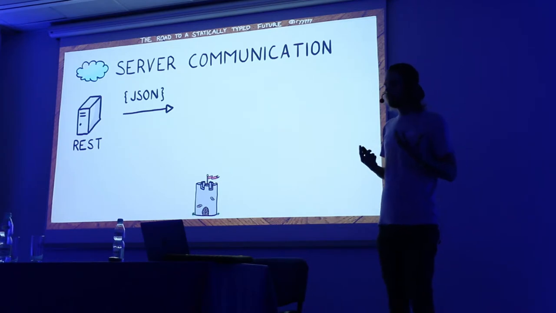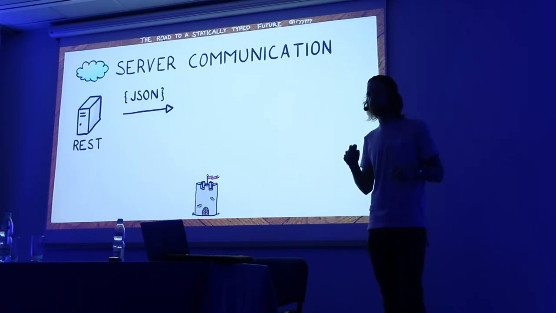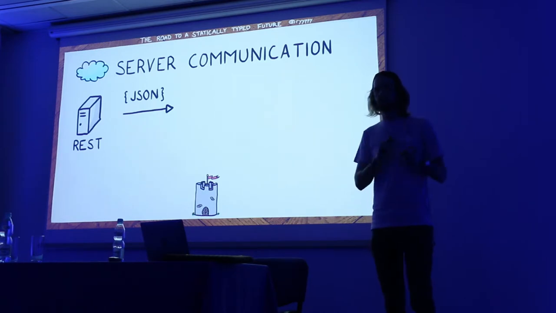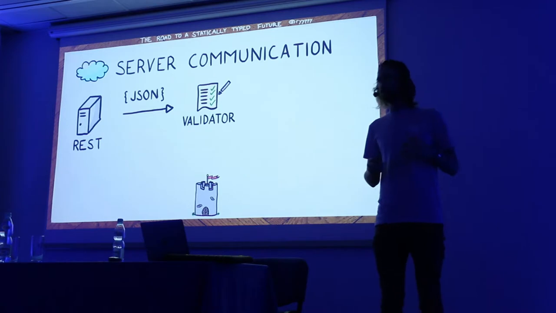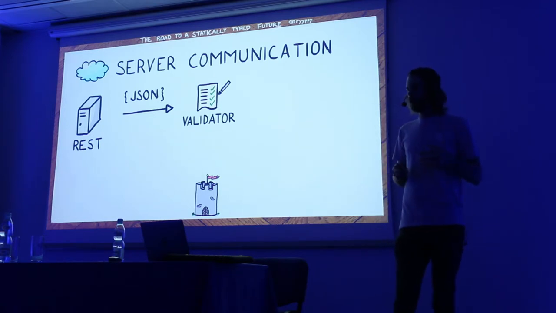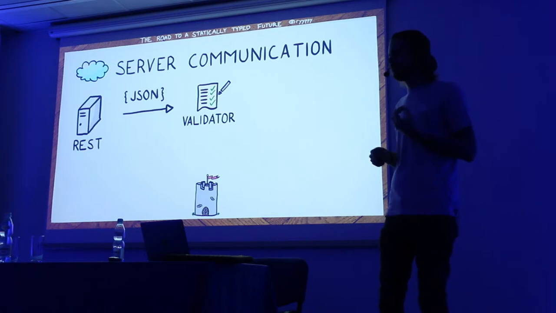So if we get JSON data, just a random JSON blob, there is a definition of how JSON looks. It can contain strings, it can contain arrays, it can contain other JSON structures, but it's not defined how it looks. So we need some kind of validator in there. And I know what you're saying, validation is very hard because you need to rewrite code over and over again. It's a lot of boilerplate. So there are some things where you can reuse your type information.